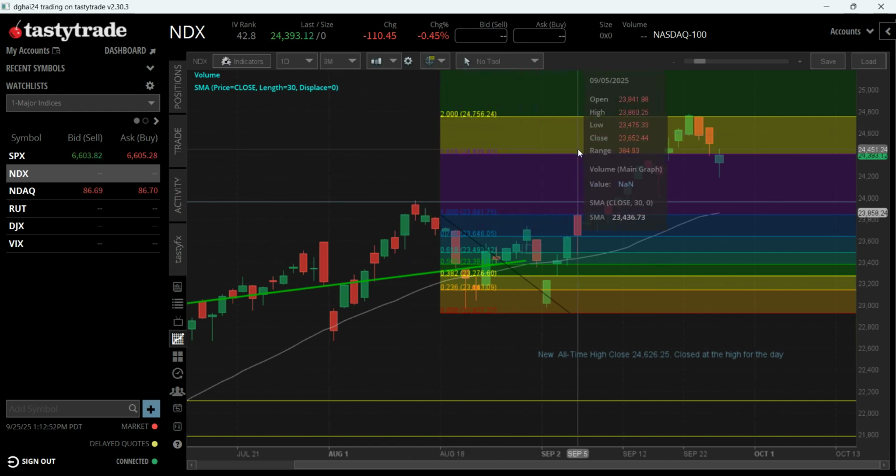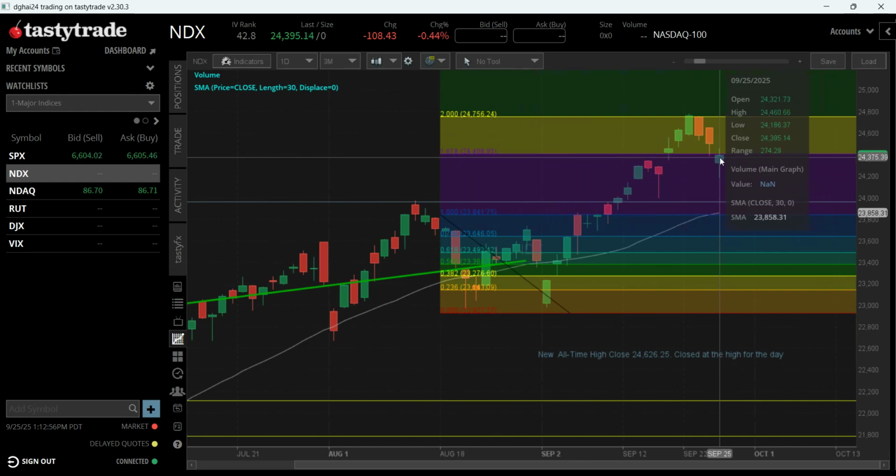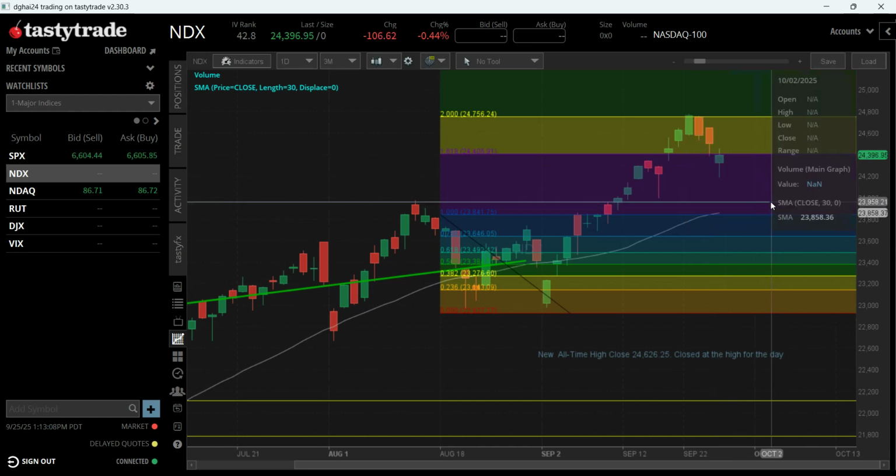The Nasdaq 2000 bull flag setup, and that's even a little more bullish because it's a green candle. That means that it closed higher than where it opened today. And so again, that's a bull flag setup. We can see here, this is a perfect example.